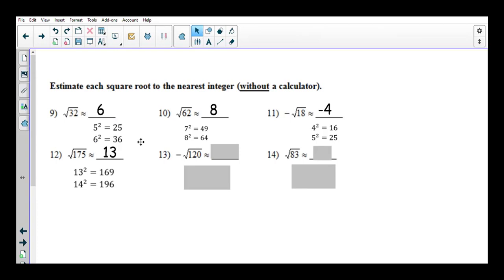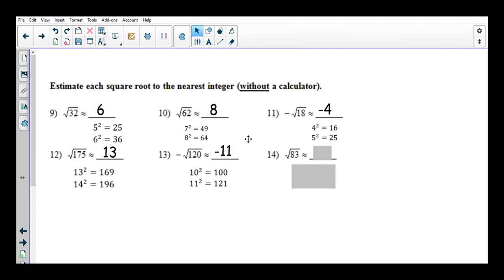Number 13, negative square root of 120. So 121 is a perfect square, and 120 is pretty close to that. In fact, 11 squared gets us 121, 10 squared is 100, and 120 is really close to 121, so this is going to be really close to 11. We'll put the negative sign in front, so about negative 11.